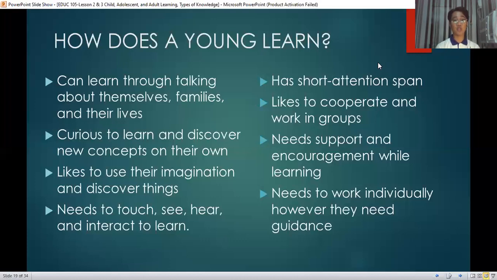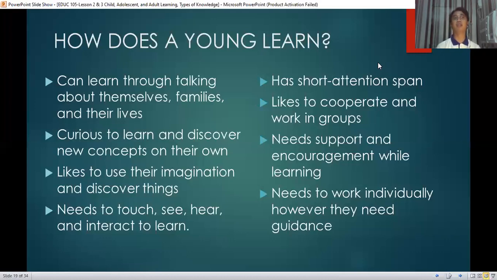Next, young learner likes to use their imagination and discover things. That's why you would see some fantasy stories, a lot of fantasy stories about legends, okay, myths, ayan ang mga gusto nila, okay, for elementary learners. So they like to use their imagination and discover a lot of things. They are always excited, especially when you're doing physical activities, experimentation. Needs to touch, see, hear, and interact to learn.